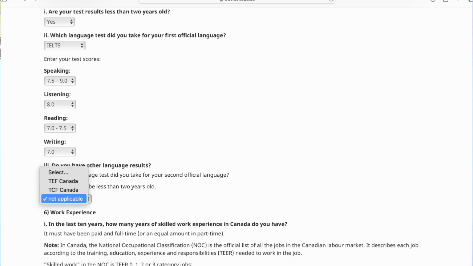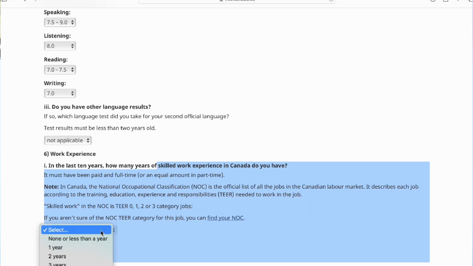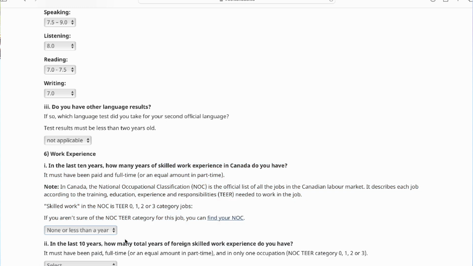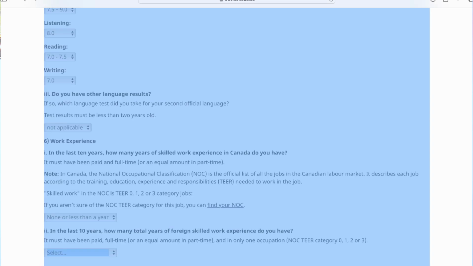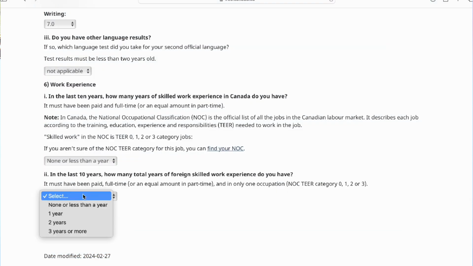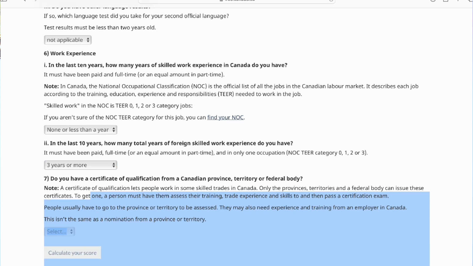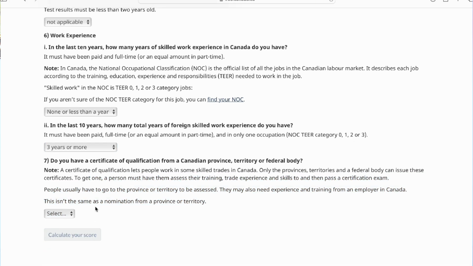All right, so the next question is, in the last 10 years, how many total years of foreign skilled work experience do you have, which is in my own country? The option is 3 years or more, which I have, so I picked that. Another question is, do you have a certificate of qualification from a Canadian province, territory, or federal body? So this is for PMP. People that actually have PMP, this is when they have to pick it, and that gives additional 600 points. But I did not have, so I picked no.